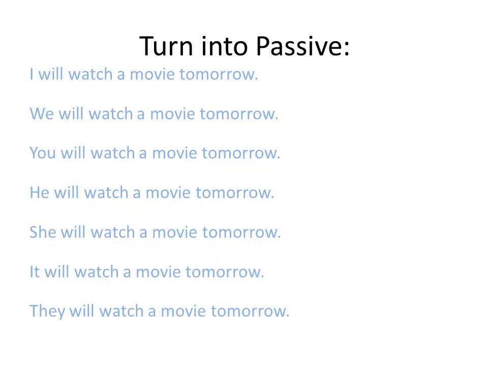So now it is your time to be active and to drill the passive form. So you have sentences here and you have to turn them into passive. Let's do the first one together. I will watch a movie tomorrow. And the passive form would be a movie will be watched by me tomorrow. Now you, in your notebooks, write down the answers to all of these sentences and we'll check them together.